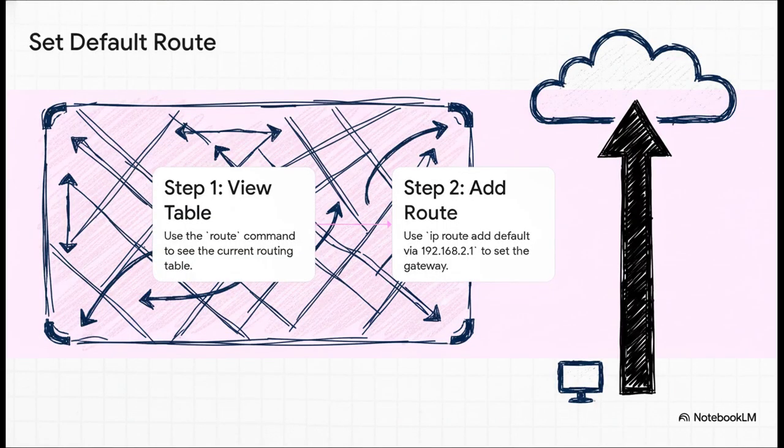Okay, pay close attention to this slide because I can almost guarantee you're going to see a question like this on the exam. These are the two commands you have to know. First, the route command. That lets you see the current map your computer is using. And step 2, ip route add default. That's how you tell it, hey, for any destination you don't already know, send the traffic here. That's how you define that exit door we were just talking about.